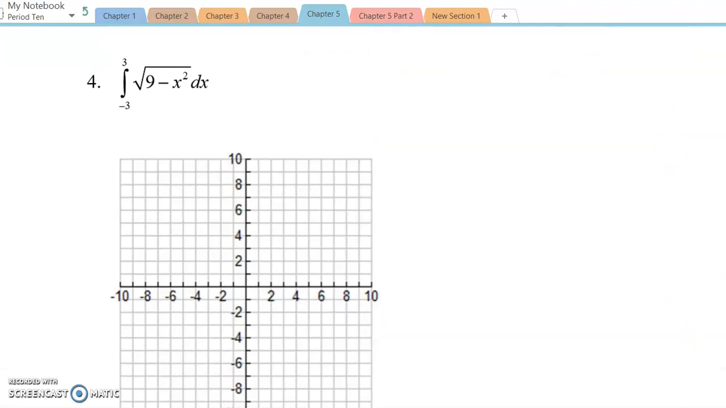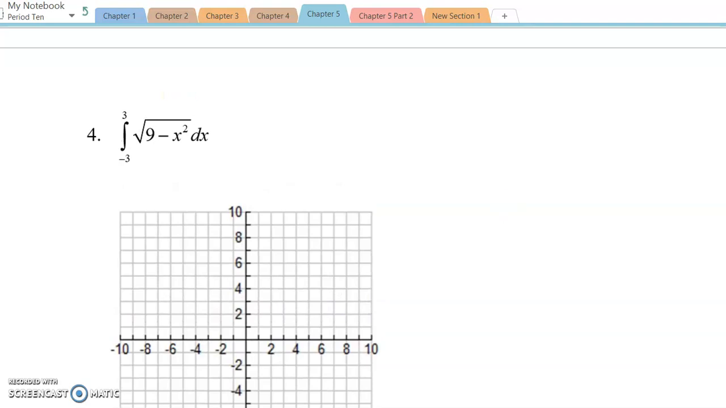Number 4. This looks like an intimidating function, but it's really not. And so I'm just going to go back to geometry for just a second. When you were in geometry, your teacher probably taught you that this is the equation of a circle. And so when we rewrite this equation for y, I'm just subtracting x squared, and now I take the square root.